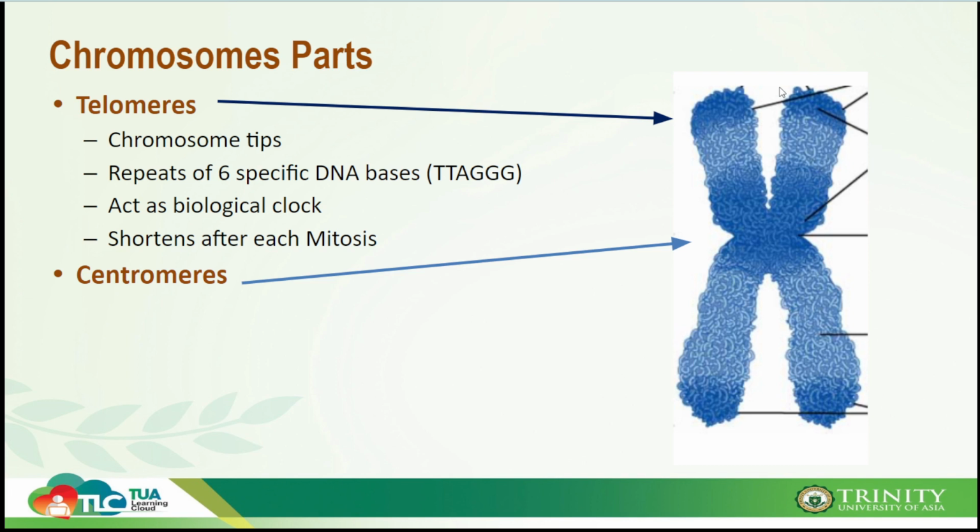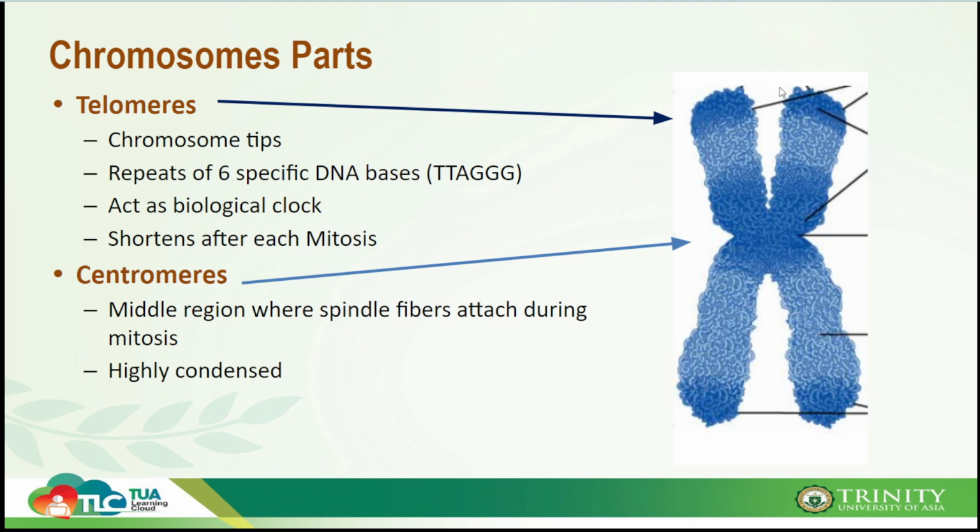Okay? The middle part naman is your centromere. So, the centromere is familiar because naririnig natin ito when we study cell division. So, this is the middle region where the spindle fibers attach during mitosis. Specifically, the kinetochore. And later, we'll see a picture of the kinetochore. So, it is highly condensed, as mentioned, di ba? Since it is darker staining, it is also heterochromatin. And it contains repeats of 171 DNA bases.